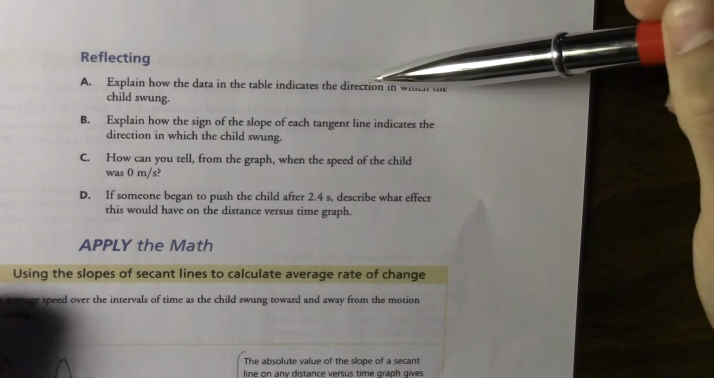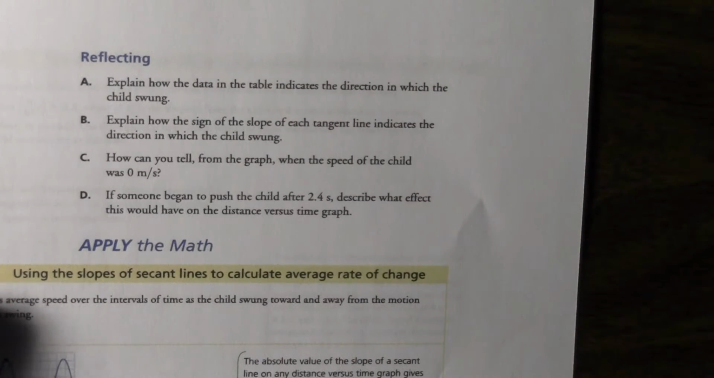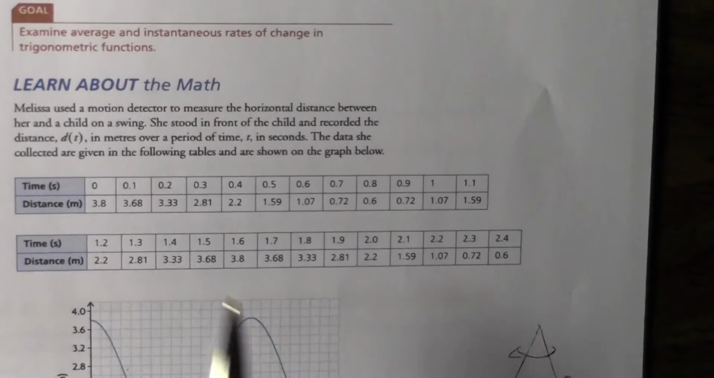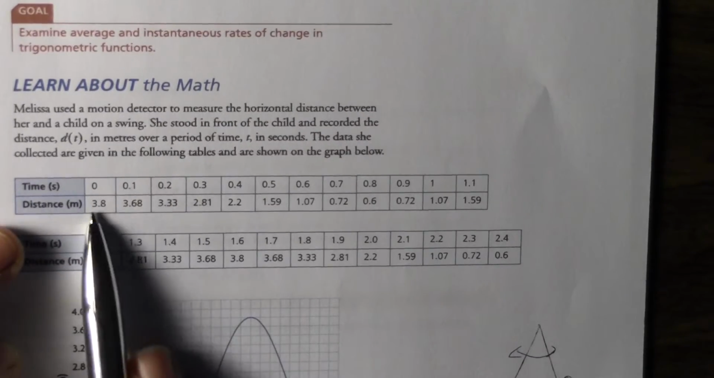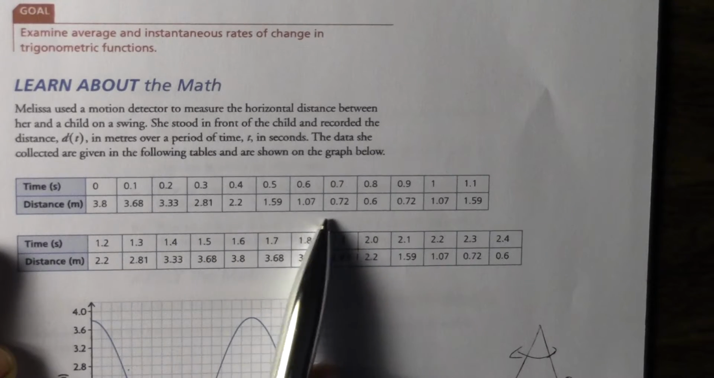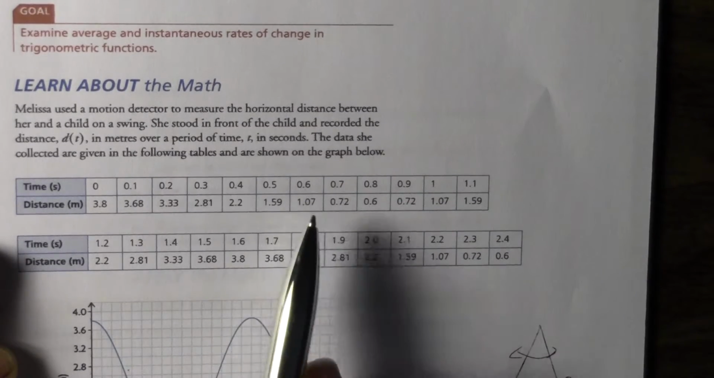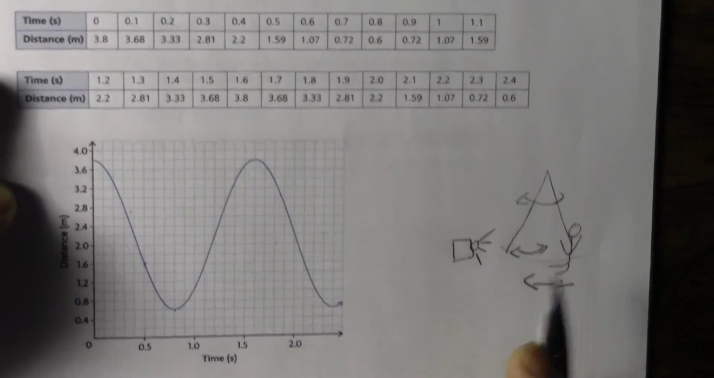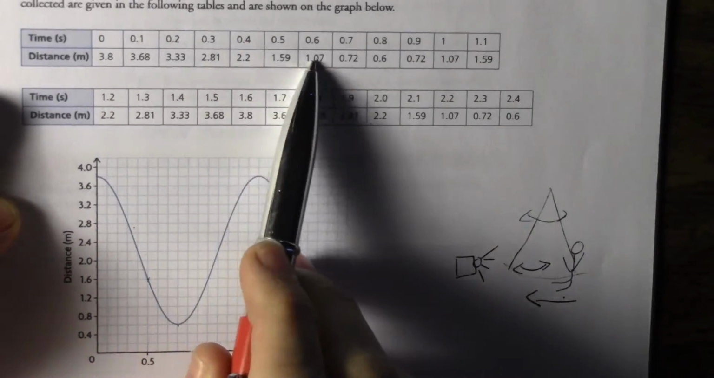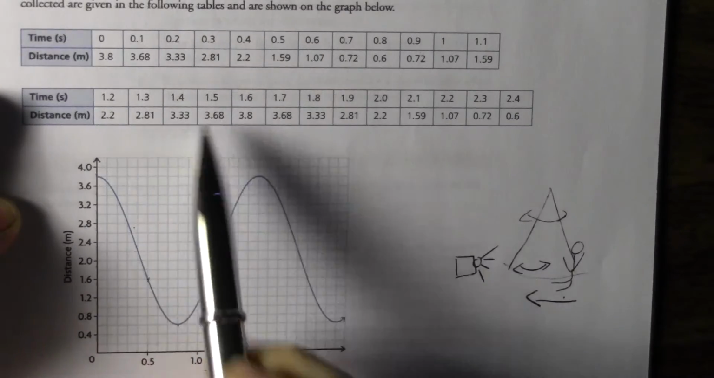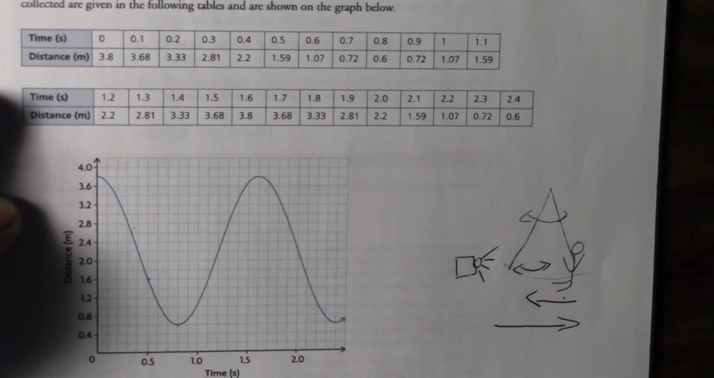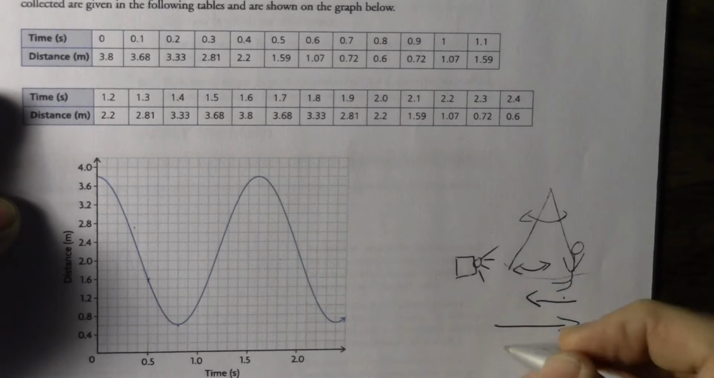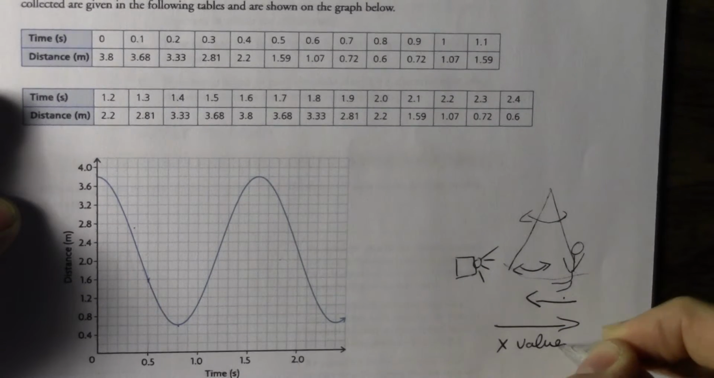Explain how the data in the table indicates the direction in which the child swung. If we look at the data in the table, we can see that as the time goes, initially the distance gets less and less. So we know that the child is becoming closer and closer to the motion detector as this distance gets smaller and smaller. As the distance gets larger and larger, that means the child is swinging away. So x values larger.